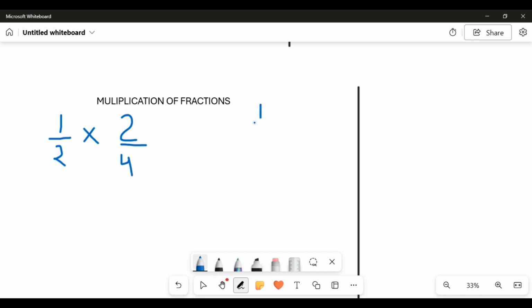In addition, if we say 1 by 2 plus 3 by 2, we were adding just the numerators, 1 and 3. 1 plus 3 is 4 and the denominator stays the same, 2. But in the case of multiplication, it doesn't happen like this. So let's see how it happens.